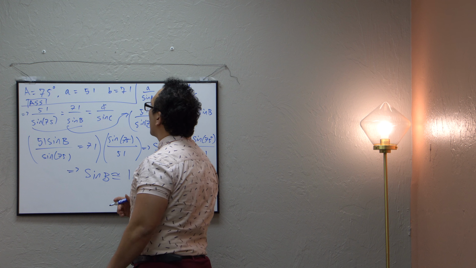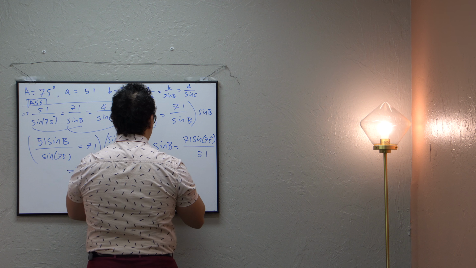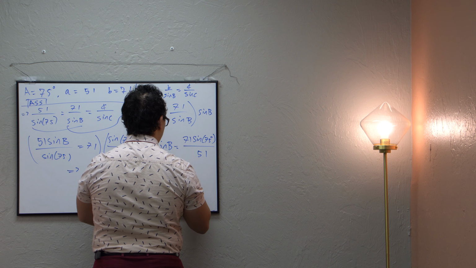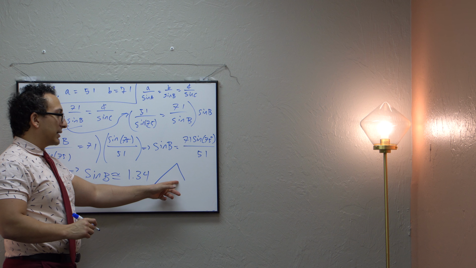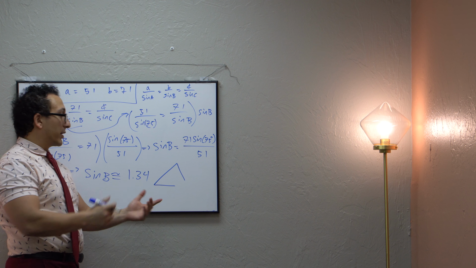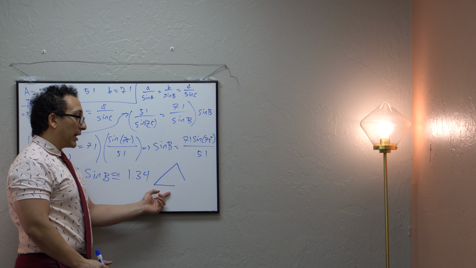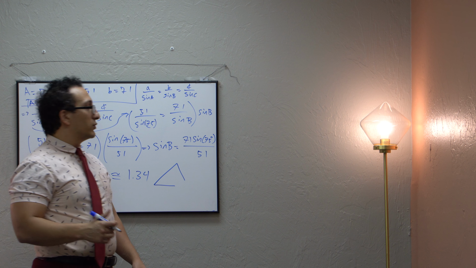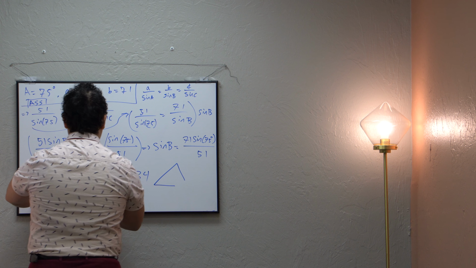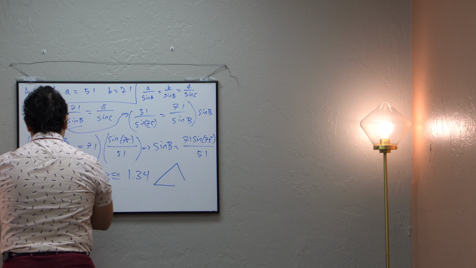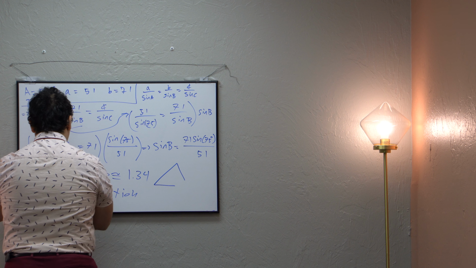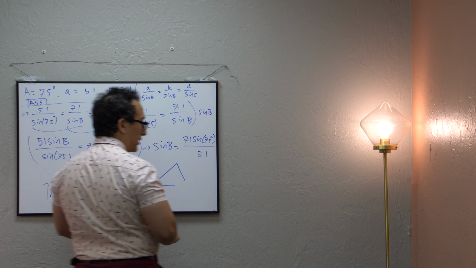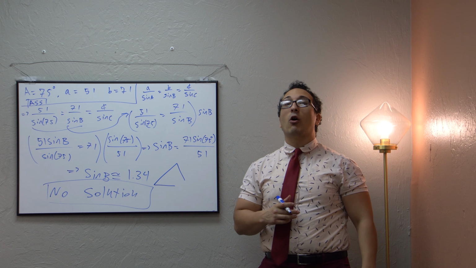It's not defined. So this situation will form something that's not a triangle. One of the legs is not long enough to enclose the triangle, as you see here. So this is a no solution case. So over here we write no solution. This triangle cannot be solved.